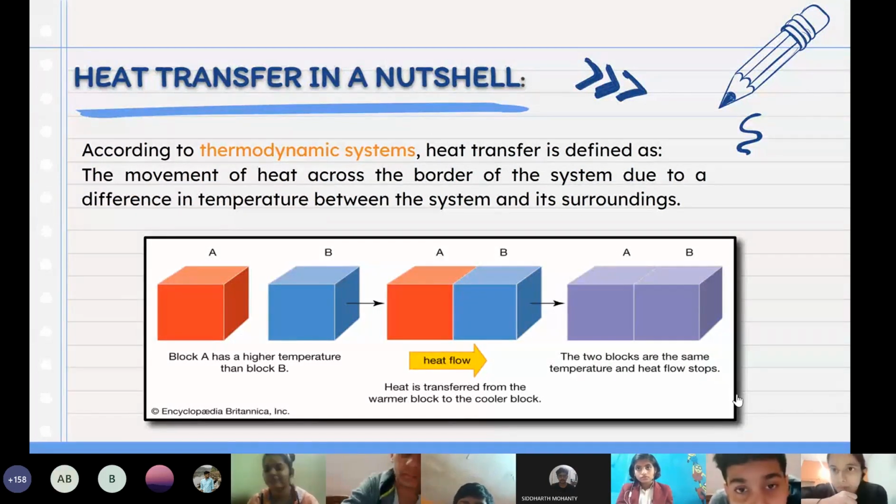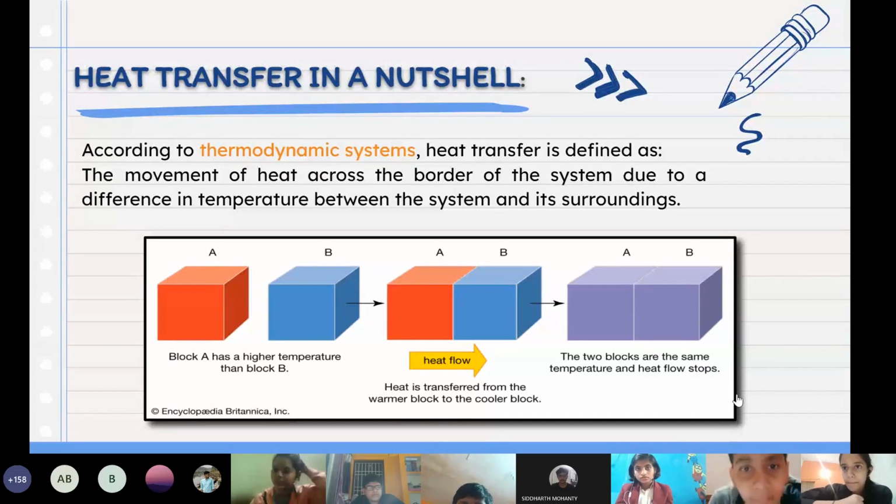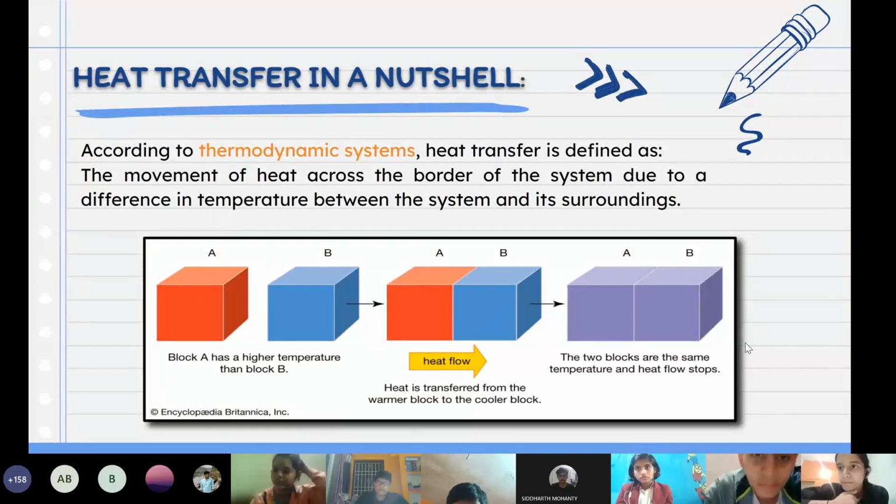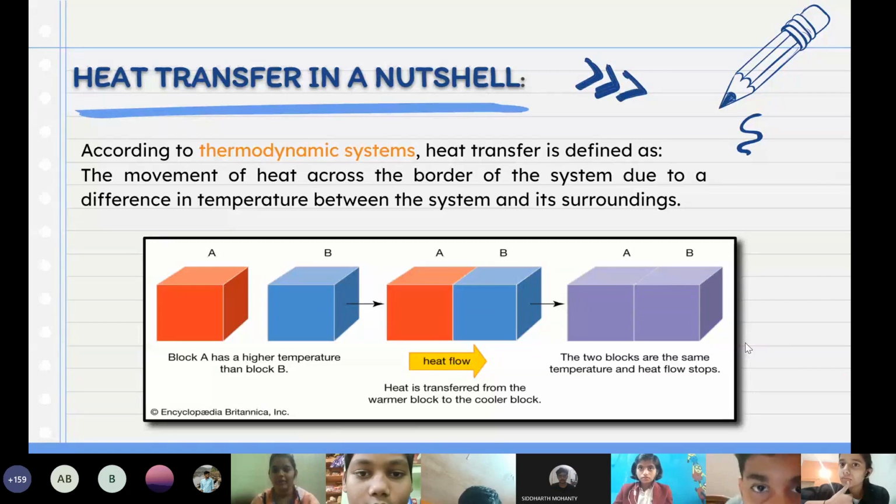According to thermodynamic systems, heat transfer is defined as the movement of heat across the border of the system due to a difference in temperature between the system and its surroundings. So thermodynamics is a branch of physics and chemistry that you would be learning in your higher classes. So what exactly is heat transfer?